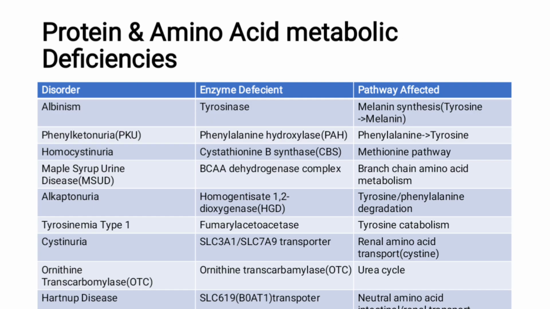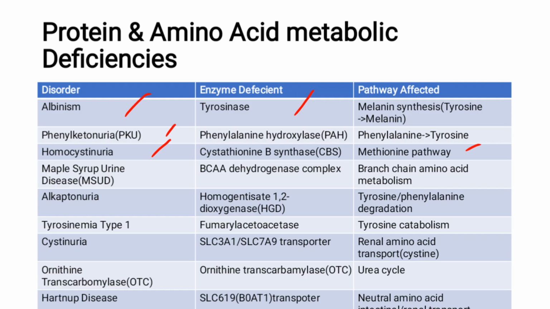So for instance, we have albinism, a disorder, and then the enzyme deficiency is tyrosinase, and the pathway affected is melanin synthesis. Then we have two, that's phenylketonuria, and the enzyme deficiency is phenylalanine hydroxylase, and the pathway affected is phenylalanine conversion to tyrosine. Then thirdly homocystinuria, and the enzyme deficiency is cystathionine beta synthase, and the pathway affected is the methionine pathway.